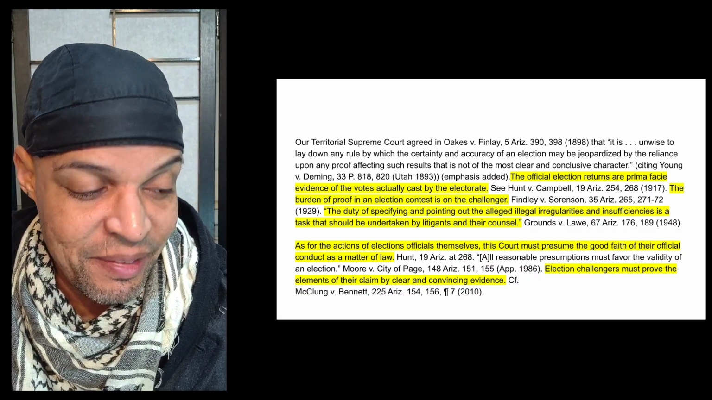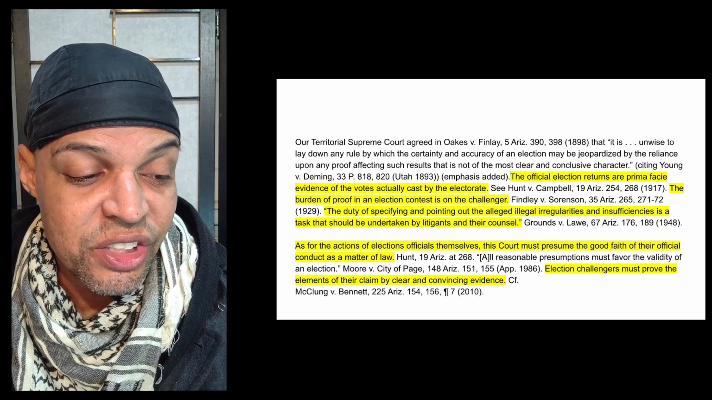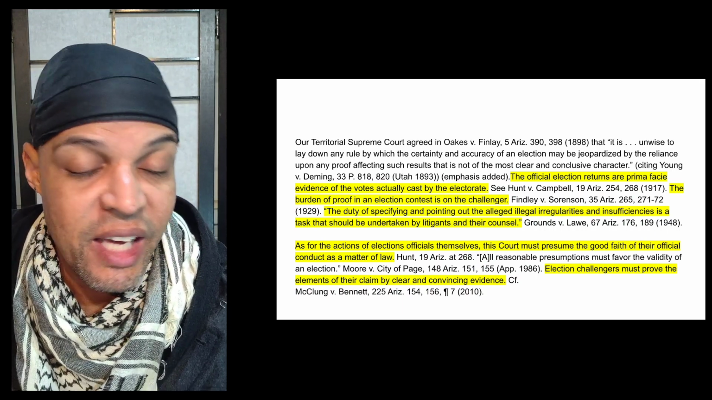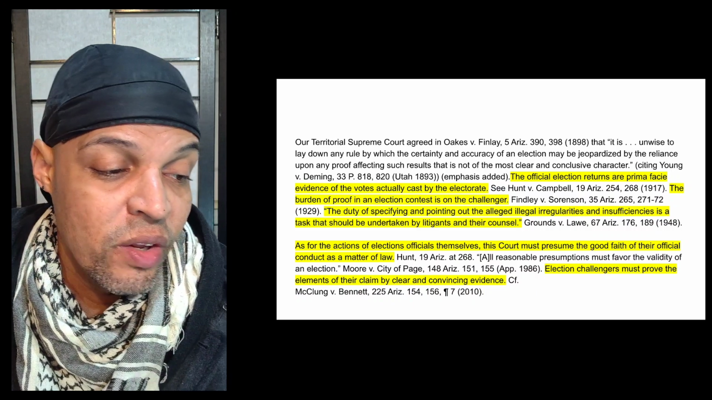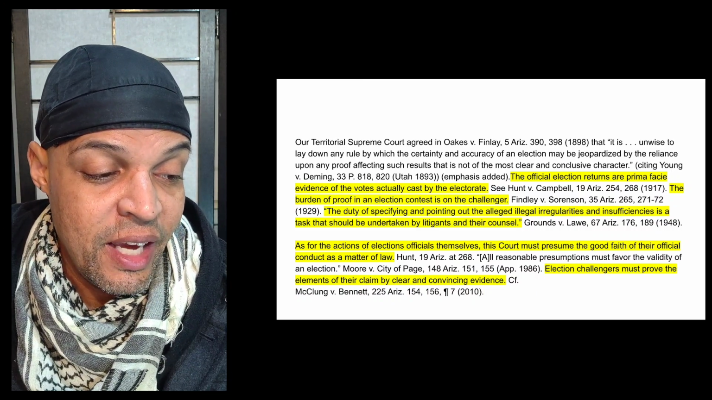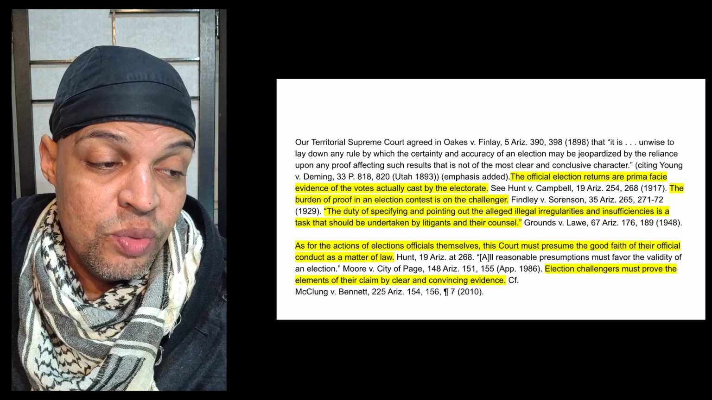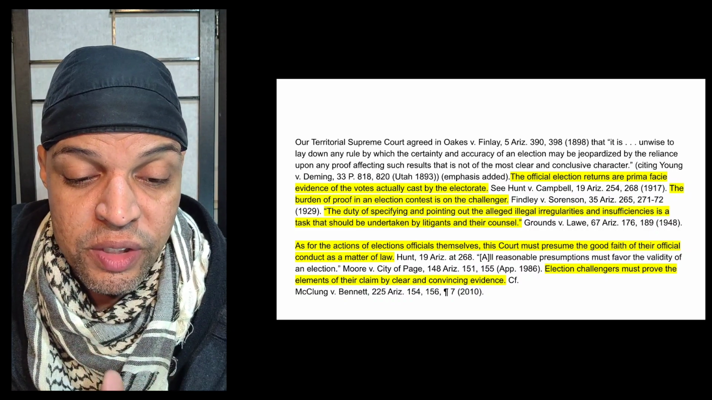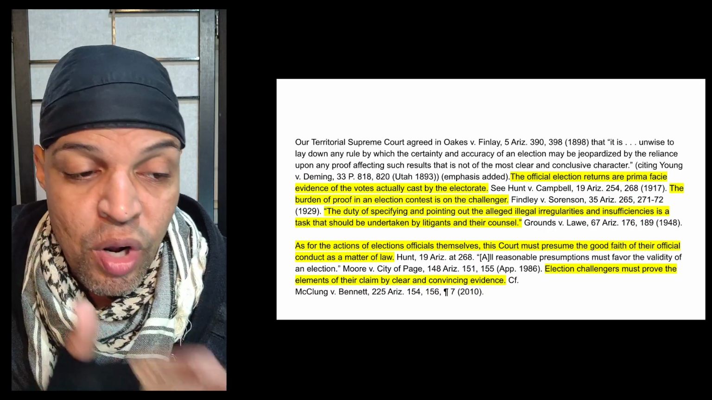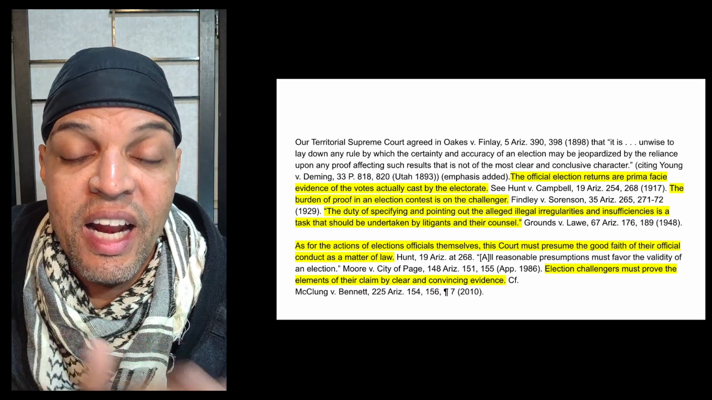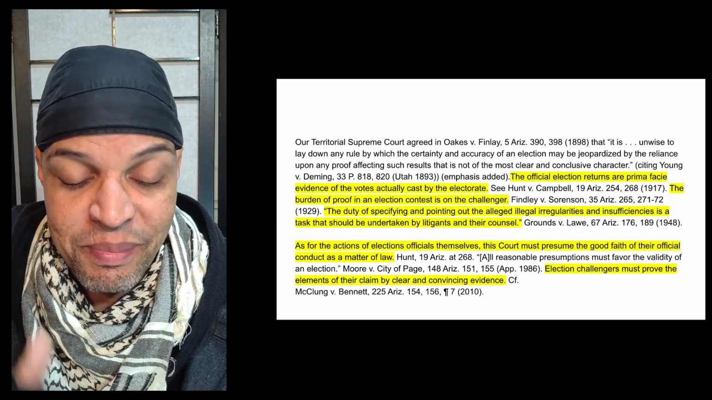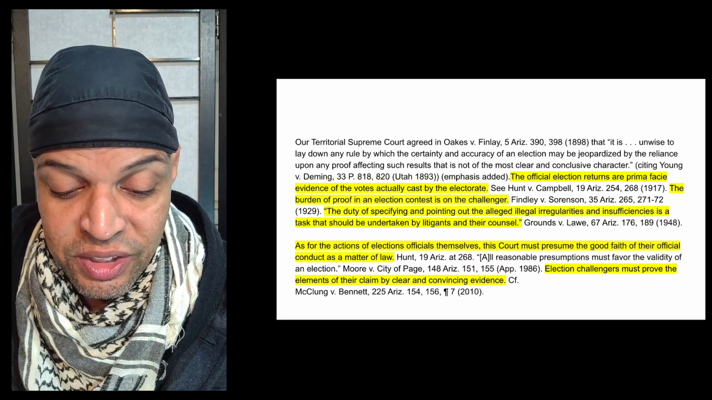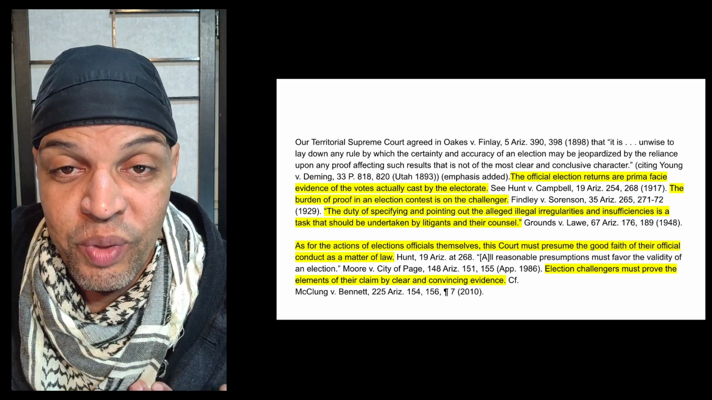All right, let's go back to the highlight. Election challengers must prove the elements of their claim by clear and convincing evidence. So that's why the woman named Kari Lake, that's why this lawsuit was tossed out. It's because they're coming at it from the wrong jurisdiction, from the wrong point of view. She's coming at it not as one of the people, which would sit at the highest. And then we learned this from a man, David Jose, about status, standing, and jurisdiction. And that's why we know what we know now.